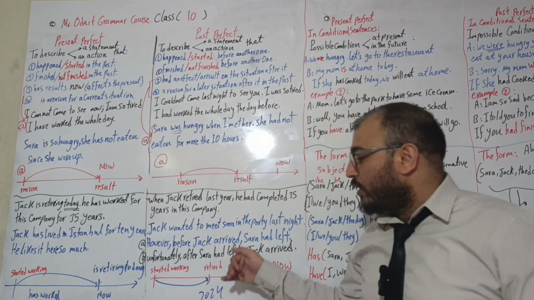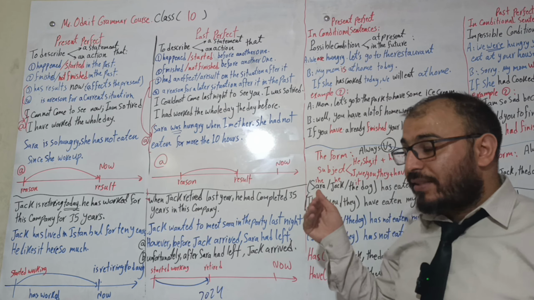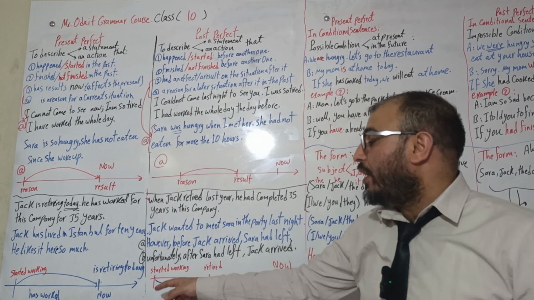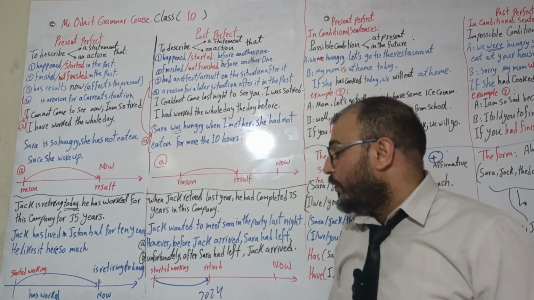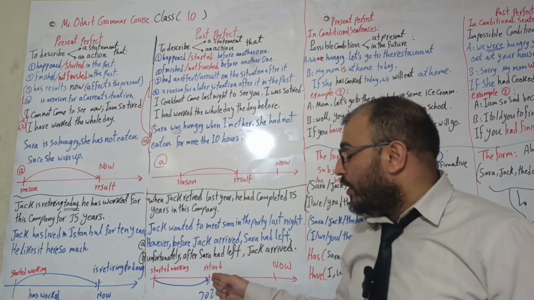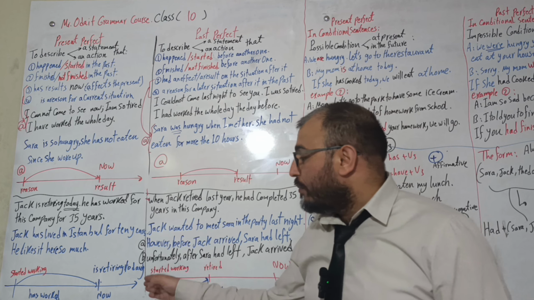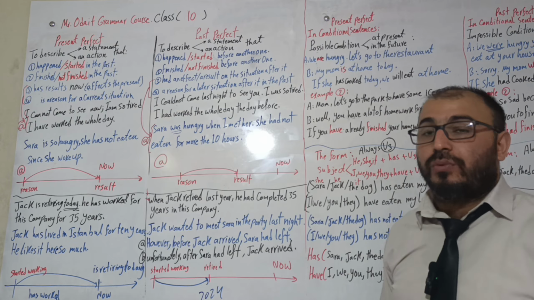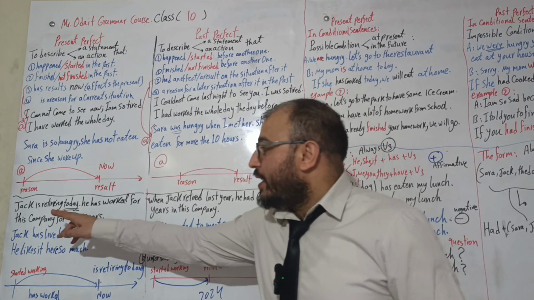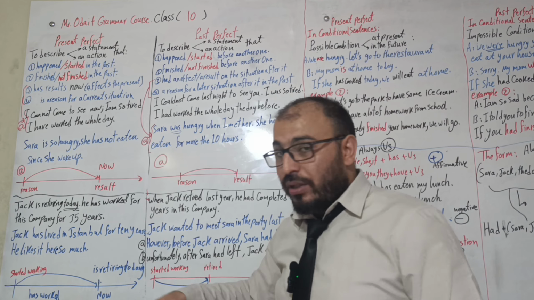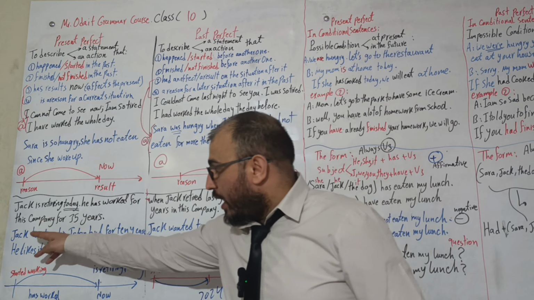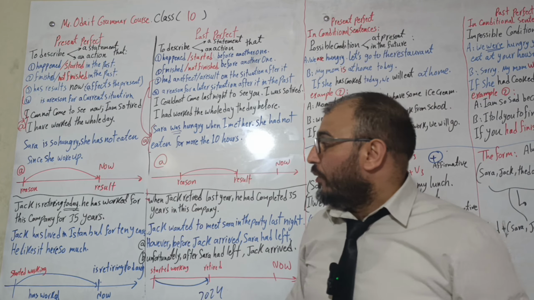So I'm talking about a retirement that happened last year and the work that started 35 years before that. So he started working 35 years before the retirement, which was last year. The second example here, we say Jack has lived in Istanbul. So Jack is now in Istanbul.